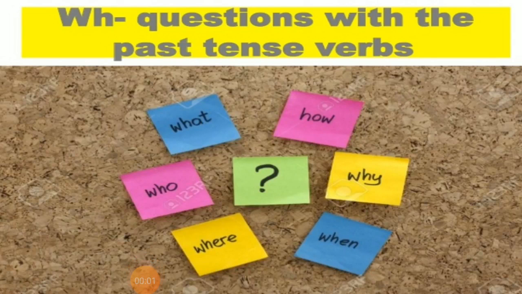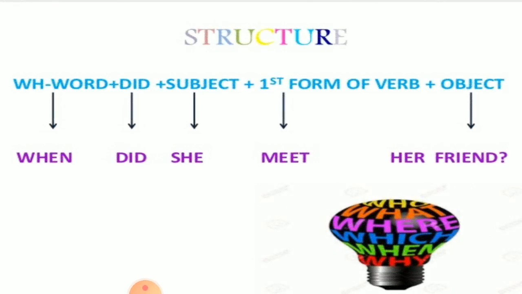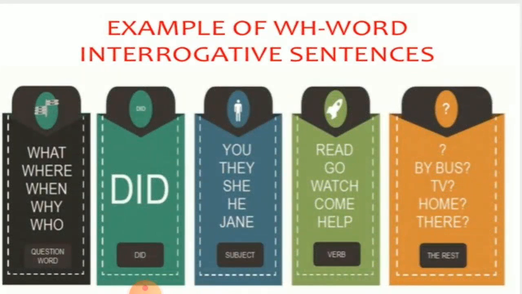Now let's see WH questions with the past tense verbs. What, who, where, when, why and how. Now let's see the structure of a WH word question. WH word plus did plus subject plus first form of the verb plus object. Let's see the example. Where did they go by bus?